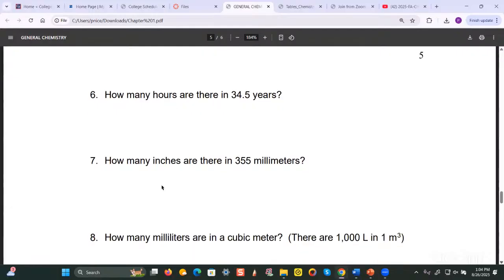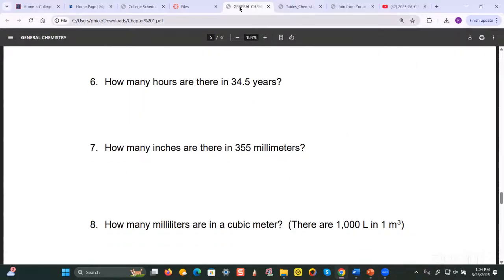Okay, how many hours are there in 34.5 years? Let me hear your ideas about solving this one. Let me start you guys off with the 34.5 years, right? So you're going from years to hours. So let's see what units you can get in between going from years to hours. So what would you do first? Go from years to what? Days. Days, okay. And then from days to? Hours, exactly.